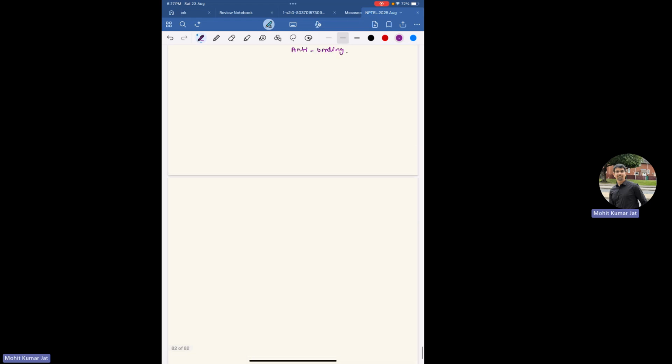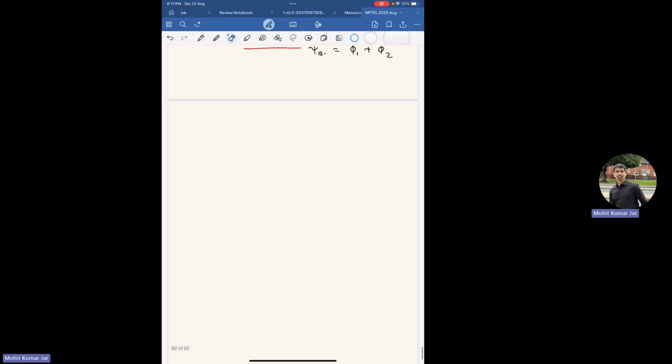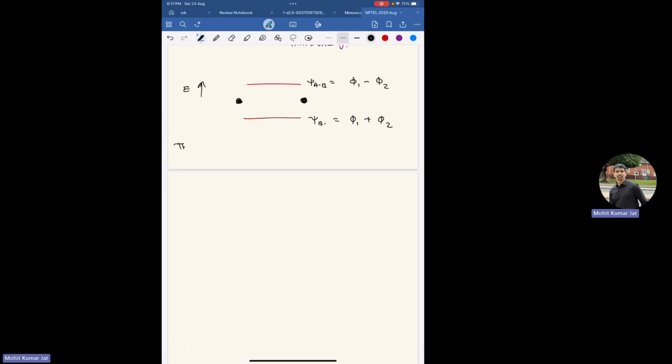So if you had your two atoms here like this, what you are essentially doing is breaking the energy. One will go up, one will go down in energy. This will be psi anti-bonding, which will be psi 1 minus psi 2, and this will be psi bonding, which will be psi 1 plus psi 2. The y-axis scale is energy. So this is the linear combination of atomic orbitals.